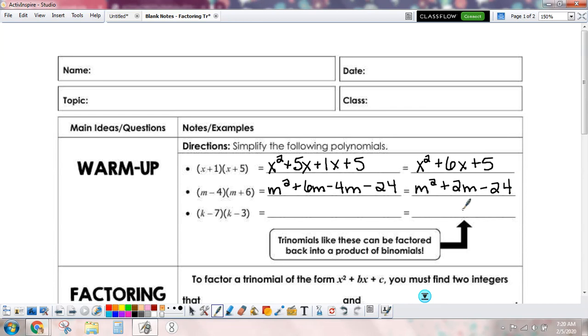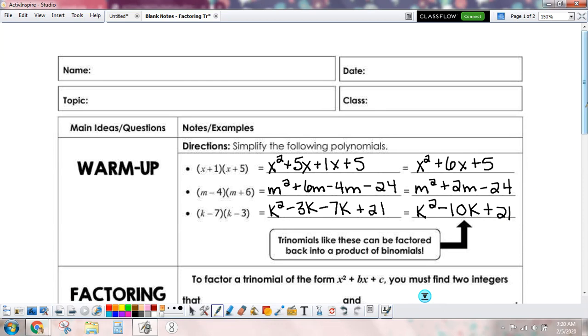All right, and the last one, same thing. First, k times k is k squared. Outer, k times negative 3, it's negative 3k. Inner, negative 7 times k is negative 7k. And last, negative 7 times a negative 3 is a positive 21. Okay, so then combine our like terms, we get a negative 10 here. All right, so there's our final answer.